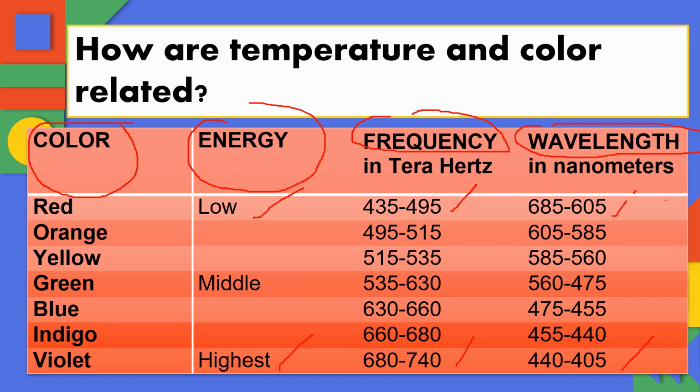Okay? So, yun yung relationship ng energy, ng frequency, at ng wavelength pagdating sa colors ng visible light. Again, pag mataas ang energy, mataas din ang frequency, pero ang wavelength magiging mababa. Pag naman mababa ang energy, mababa rin ang frequency, ang wavelength naman magiging mataas.